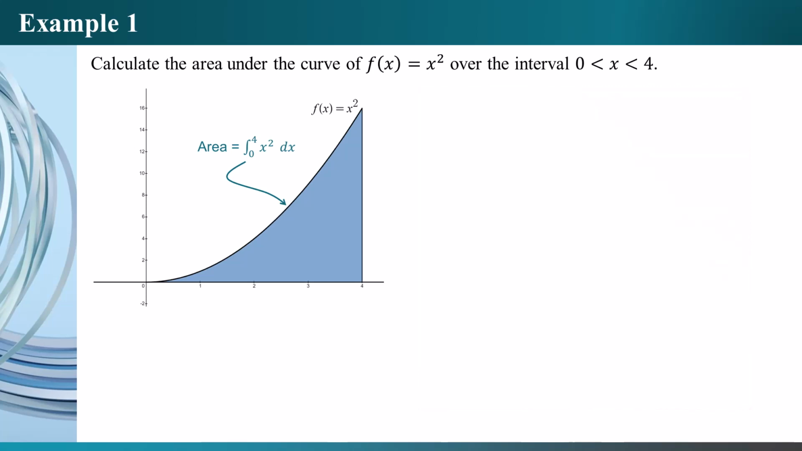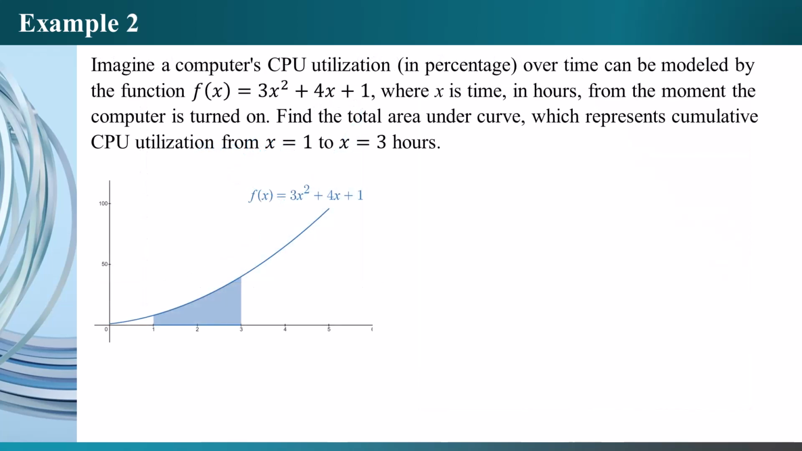Let's look at an example. Imagine a computer's CPU utilization in percentages over time can be modeled by the function f of x equals 3x squared plus 4x plus 1, where x is time in hours from the moment the computer is turned on. I want to find the total area under the curve, which represents the cumulative CPU utilization from x equals 1 to x equals 3 hours.